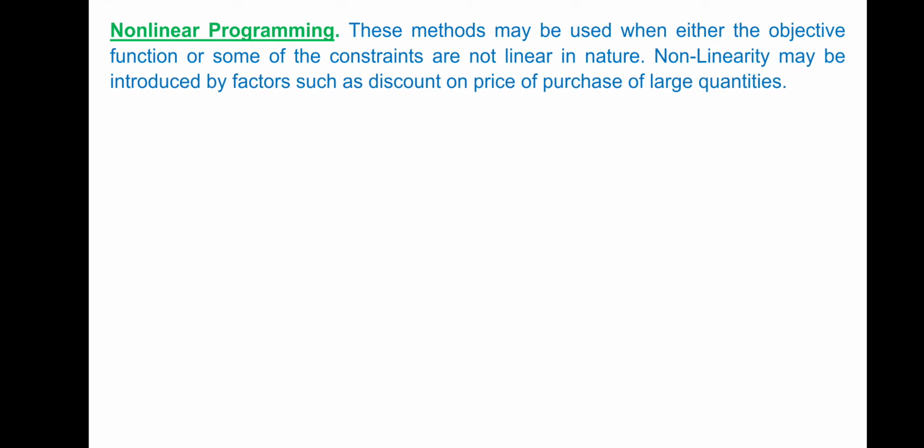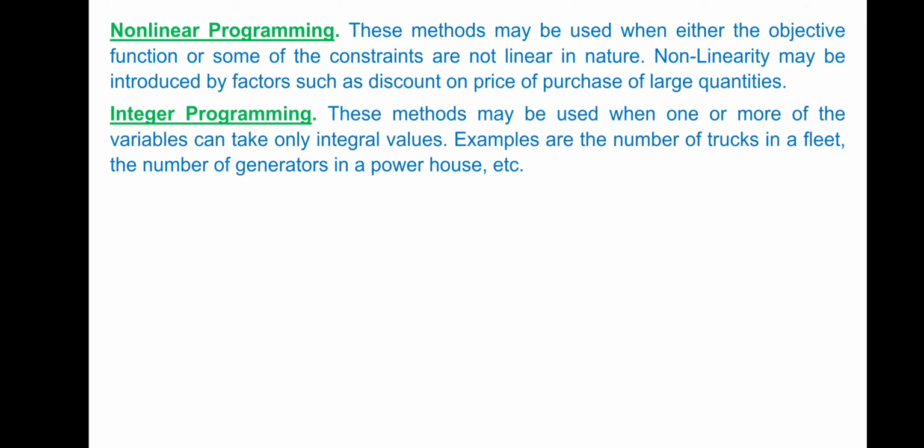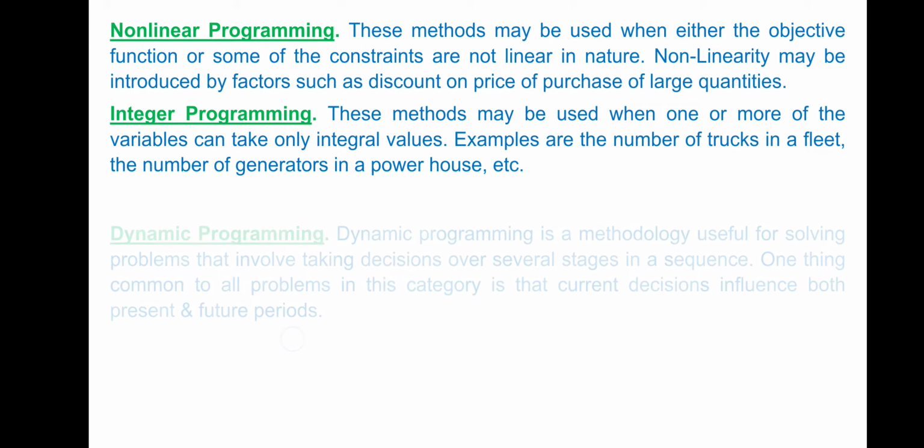Next one is non-linear programming. In this method, either the objective function or some of the constraints are not in linear form. Non-linearity may be introduced by factors such as a discount on price or purchase of a large quantity. In those situations we can use non-linear programming. Integer programming may be used when one or more of the variables can take only integral values. Examples are the number of trucks in a fleet, the number of generators in a powerhouse. In such situations, we use integer programming.